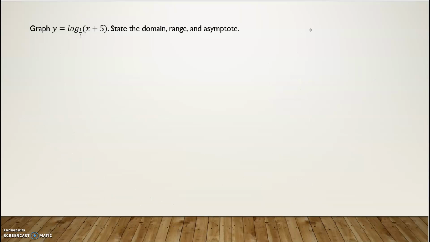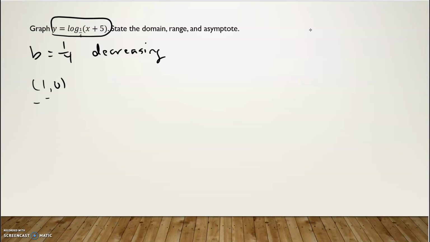Okay, now let's look at this one. Our b is 1/4. So now we know that this is going to be a decreasing function. Okay, we've got x plus 5, so that means we went to the left by 5 units. So the 1 comma 0, I'm going to subtract 5. So that's going to be negative 4, 0. The b comma 1, well, that's going to be 1/4 comma 1. I have to subtract 5 from that as well.